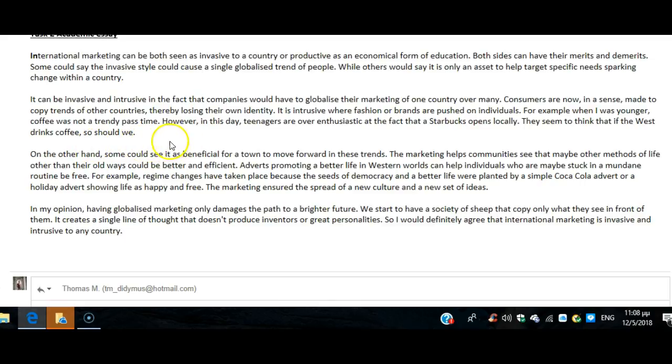"So on the other hand, some could see it as beneficial for a town to move forward in these trends. The marketing helps communities see that maybe other methods of life other than their old ways could be better and efficient. Adverts promoting a better life in Western worlds can help individuals who are maybe stuck in a mundane routine," I don't know what this means, "be free. For example, regime changes have taken place because the seeds of democracy and a better life were planted by a simple Coca-Cola advert or a holiday advert showing life is happy and free. The marketing assured the spread of a new culture and a new set of ideas."